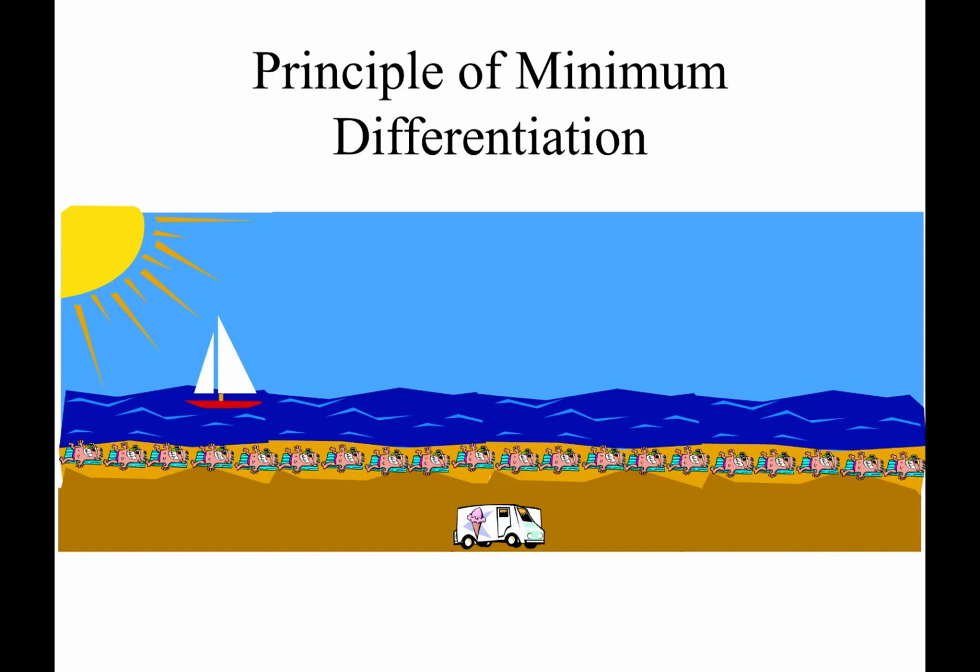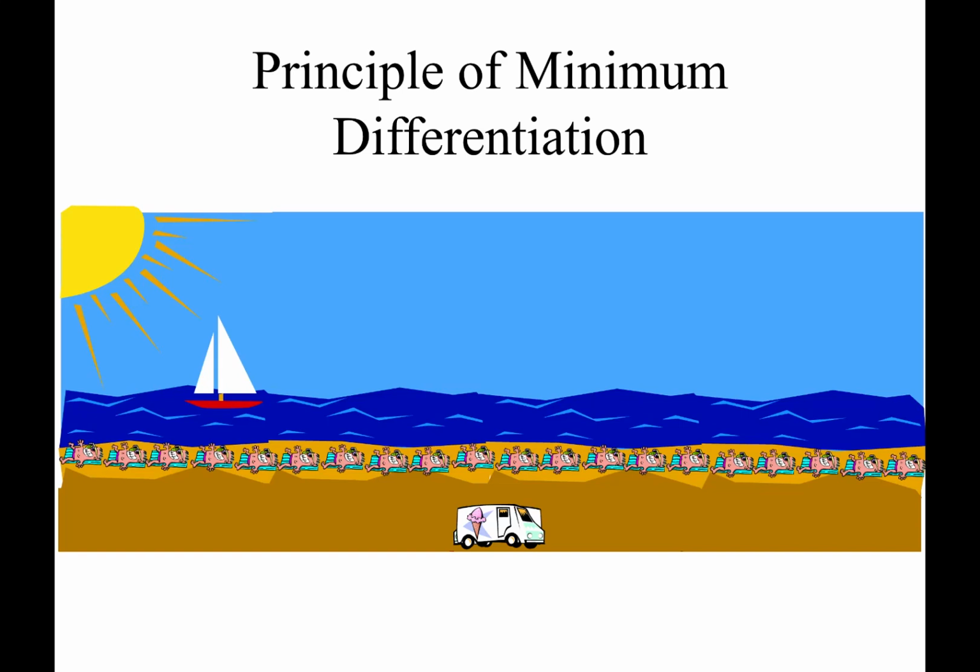Is this efficient? Well, no. The initial locations were efficient. They minimized the distance anyone had to travel, which also minimizes the average distance people have to travel. Here, the sunbathers at the ends of the beach have to travel 50 meters, whereas before the most anyone had to travel was 25 meters. This is the principle of minimum differentiation. If prices are fixed, then firms want to locate in the middle in the same place.